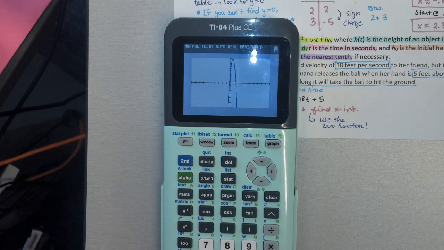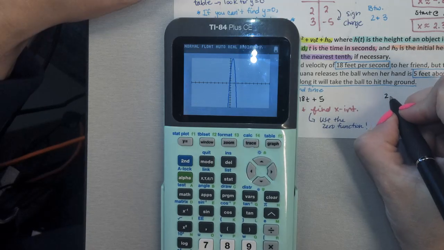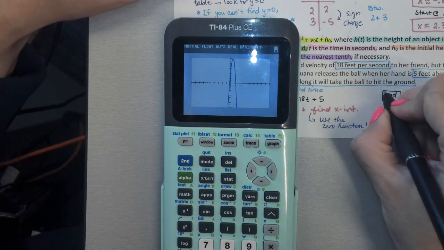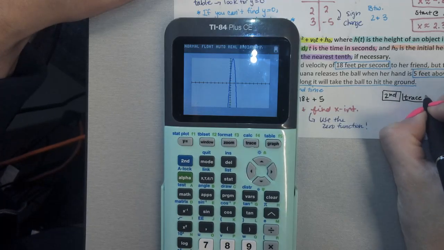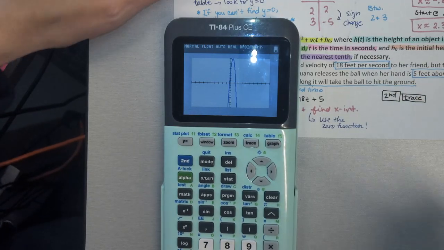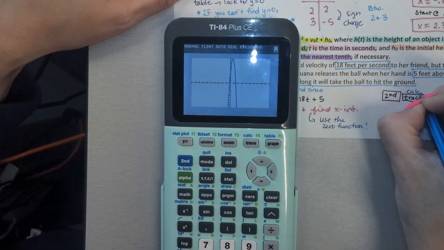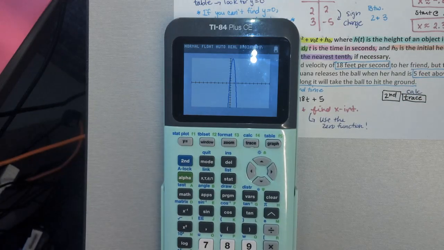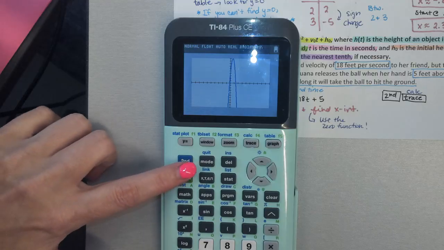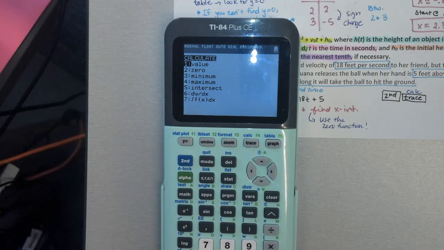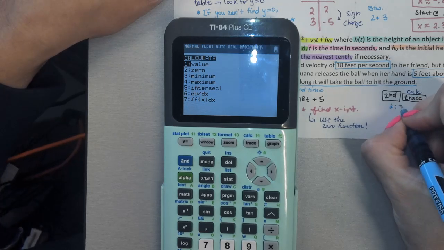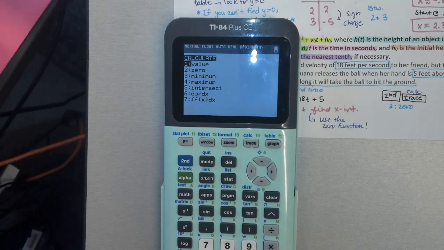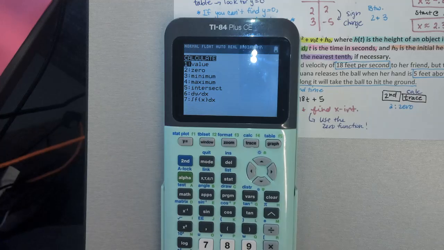Okay, so in order to do that, you are gonna do second, and you're gonna hit the trace button. And that takes you to the calculations, because above the trace it says calc. Okay, so we're going to hit second trace, and then the second option says 0. You can either scroll to it and press enter, or you can just do 2.